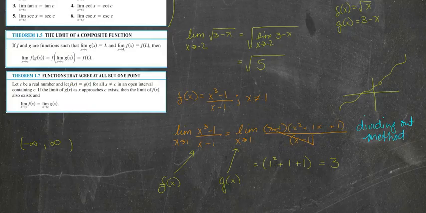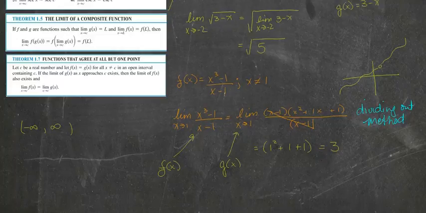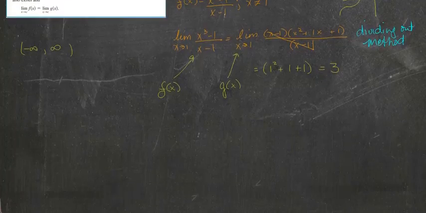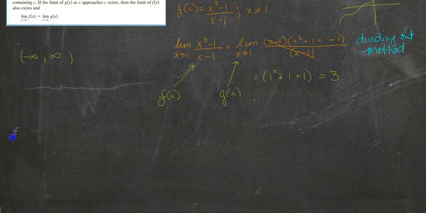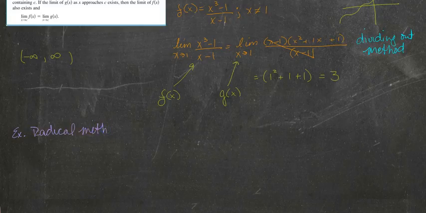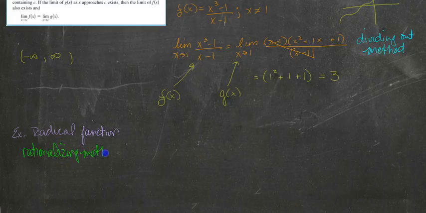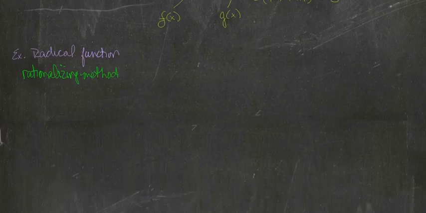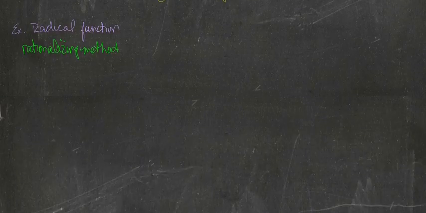One more method to cover, and that's whenever we deal with radical functions that are problematic. So let's look at an example of a radical function, and we're going to use a method called rationalizing. You should recognize rationalizing as a term we used in Algebra 2, and indeed we're going to do exactly the same thing. So let's go ahead and give that a go.